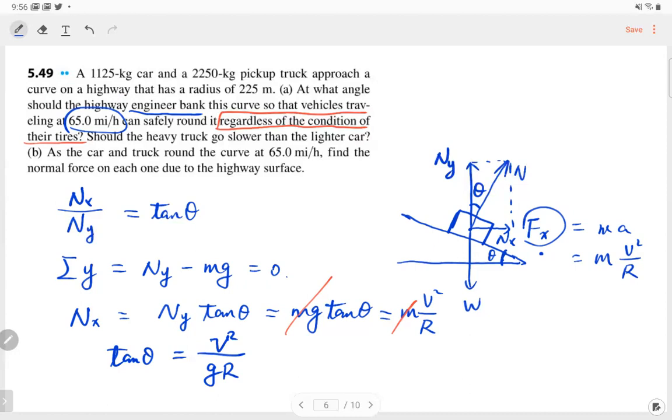V is 65 miles per hour, g is 9.8 meters per second squared, R is 225 meters. Then we get the angle. Then the angle will be, check the solution, 21 degrees.